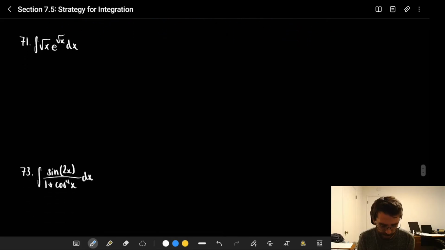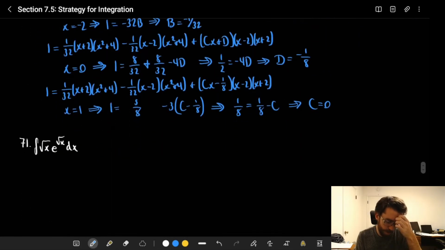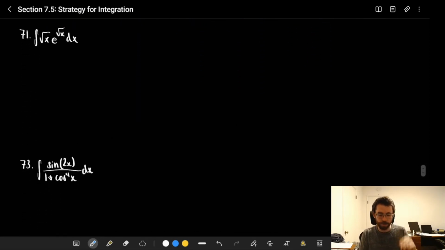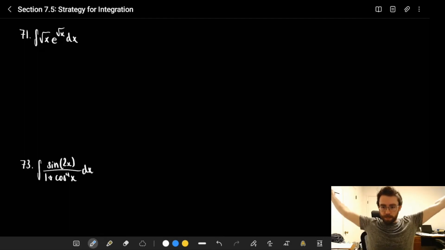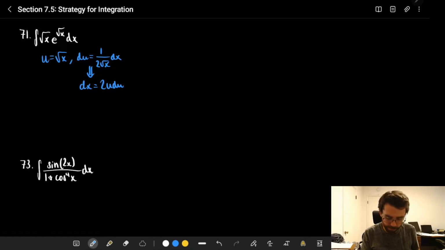Next one, 70, yeah. There was a 69, but it used hyperbolic functions, and I'm just not going to worry about those. A square root: u equals root x. du is 1 over 2 root x dx. Same thing we always do. That means dx is 2u du. Skipping one step there, but we've seen it enough.